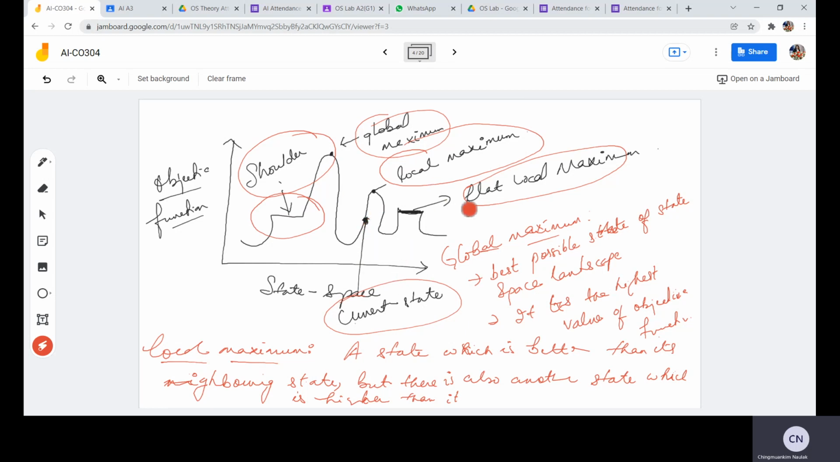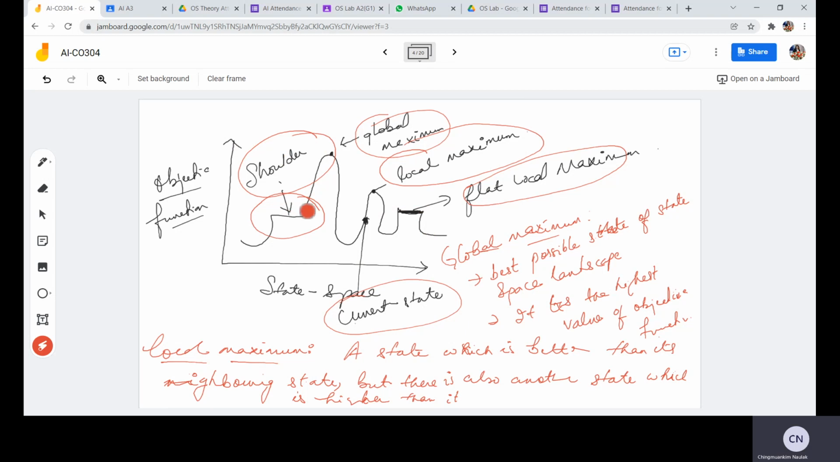And we have another label, that is flat local maximum, this area. What is this? This is a flat space in the landscape where all the neighboring states of the current state have the same value, right? Shoulder is a plateau region which has an uphill edge, okay?